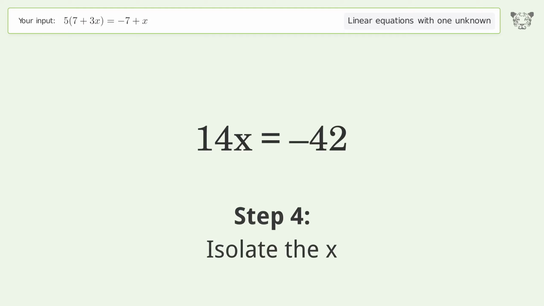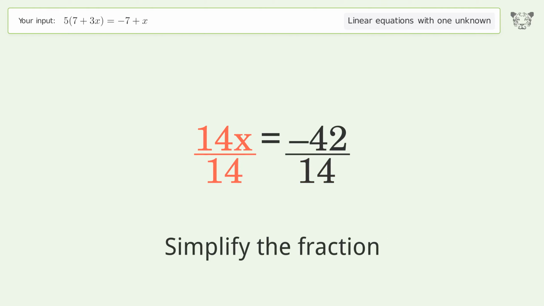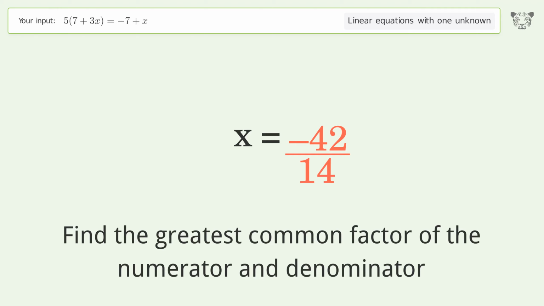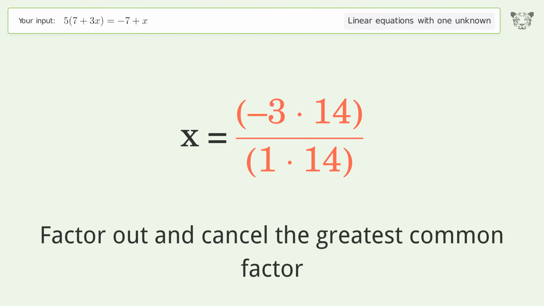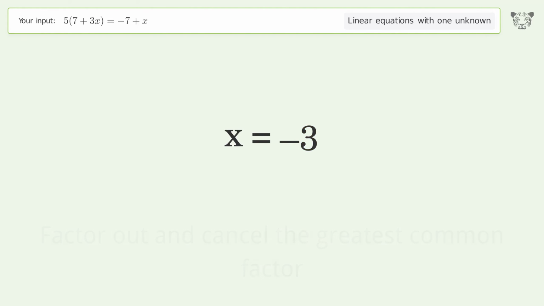Isolate the x. Divide both sides by 14. Simplify the fraction. Find the greatest common factor of the numerator and denominator. Factor out and cancel the greatest common factor. And so the final result is x equals -3.